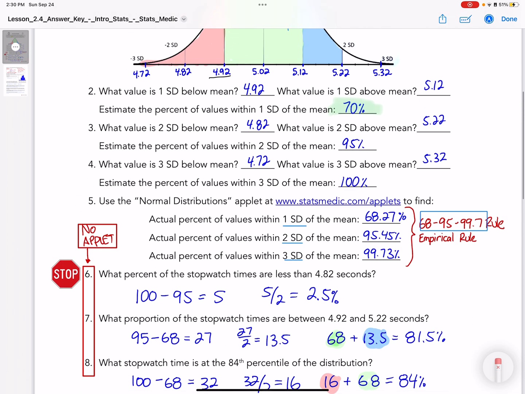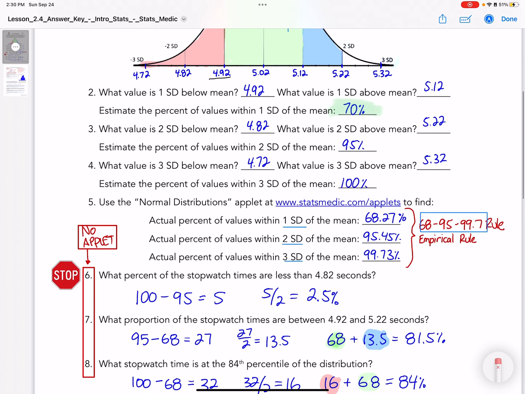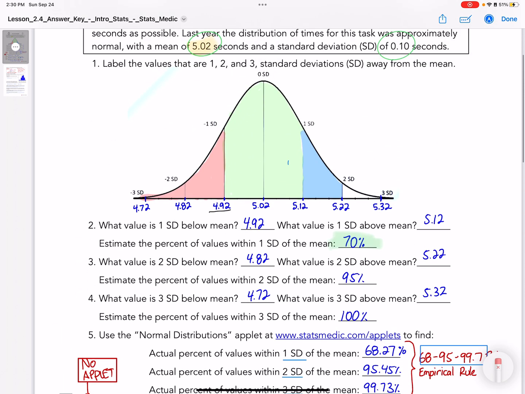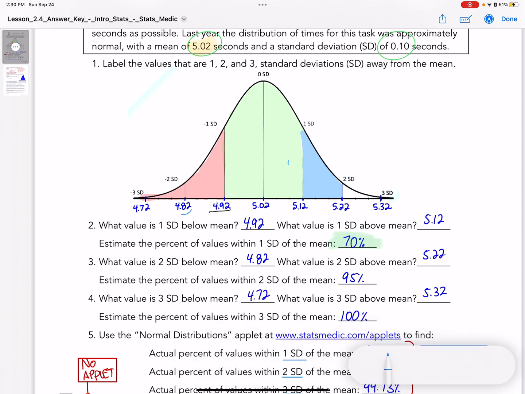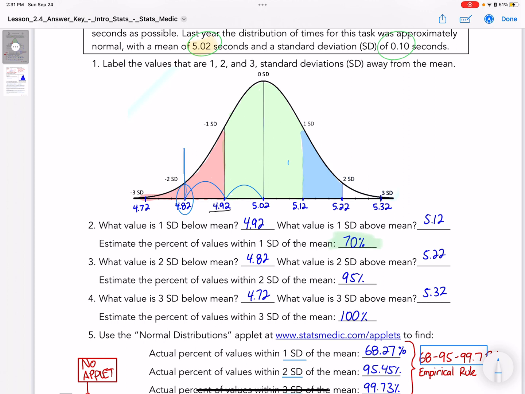So then it says, what percent of the stopwatch times are less than 4.82 seconds? If I go to 4.82 seconds, 4.82 is located right here. That is 2 standard deviations below the mean. According to my 68, 95, 99.7 rule, from here to here is 95% of my data. But if that's 95%, I'm left with 5 more percent, because the entire area of the data is going to be 100%. So that means this part and this part are left out.